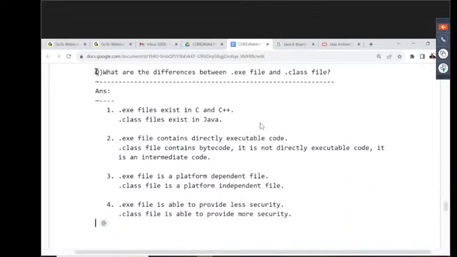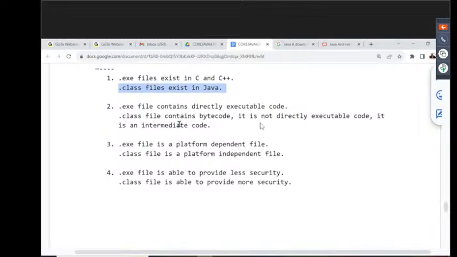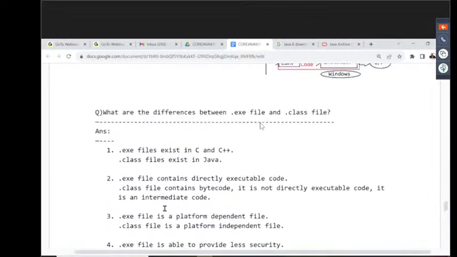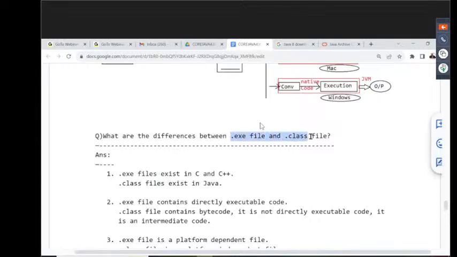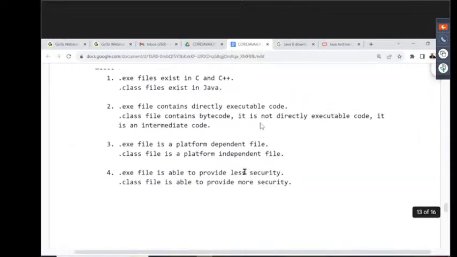Now tell me, what are the differences between .exe file and .class file? An .exe file exists in C and C++, whereas .class files exist in Java. An .exe file contains directly executable code. A .class file contains bytecode. It is not directly executable code. It is an intermediate code. An .exe file is platform dependent, whereas a .class file is platform independent. An .exe file provides less security, whereas a .class file provides more security. Clear, sir? We understood this difference clearly.